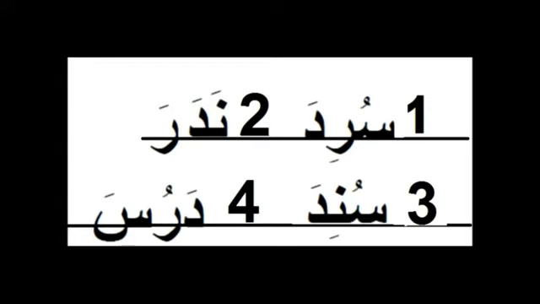The next word was darusa. The dal not connecting to the ra, because dal is not a connector, so it does not connect any letter after it. The dal with the fatha on the top, da. The ra not connecting to the seen because ra is not a connector, so it does not connect letters after it. Darusa. So dal, fatha on the top. Ra, dhamma on the top of the ra. The seen with the fatha. Darusa.